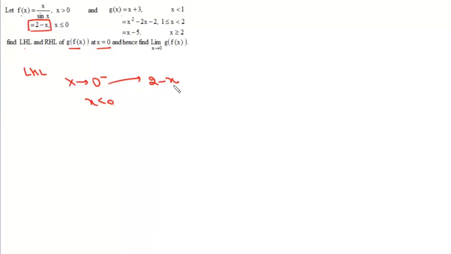Now since x is negative and it is 2 minus some negative number, f(x) will be greater than 2. So it'll take the value 2 positive. And when f(x) is greater than 2, then g(x) is going to take this definition. So this 2 plus will go to x minus 5, and 2 minus 5 is minus 3. So its left hand limit will be minus 3.